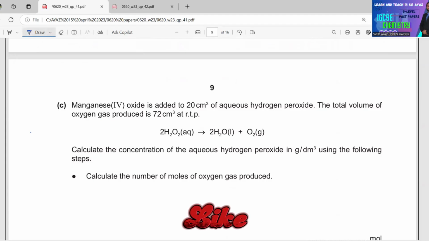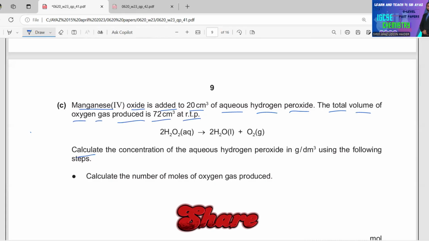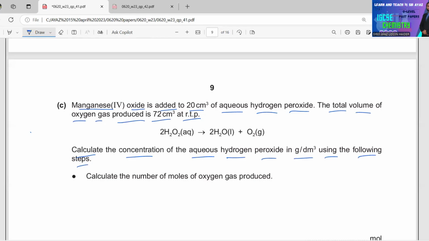Part C. Manganese(IV) oxide is added to 20 cm3 of aqueous hydrogen peroxide. The total volume of oxygen gas produced is 72 cm3 at RTP. The reaction is given. Calculate the concentration of the aqueous hydrogen peroxide in g per dm3 using the following steps. Step number 1, calculate the number of moles of oxygen gas produced.